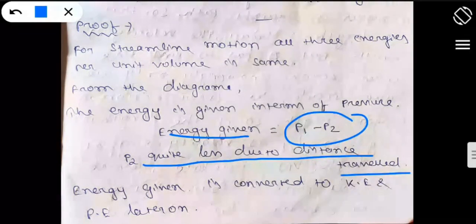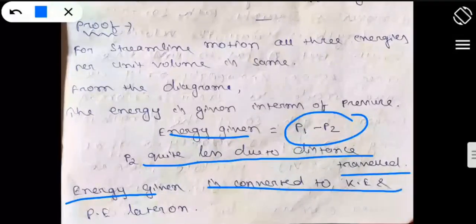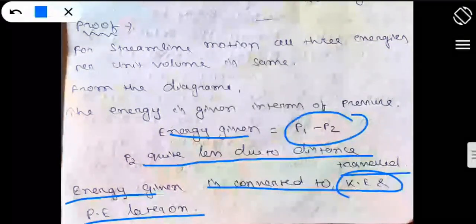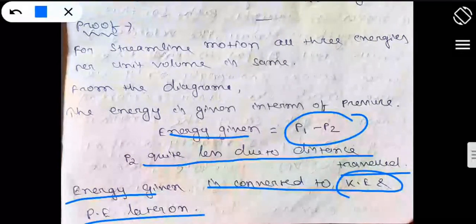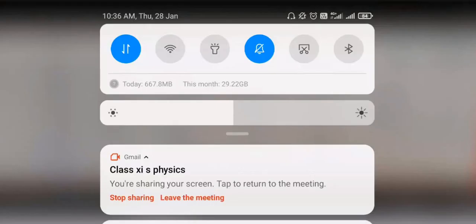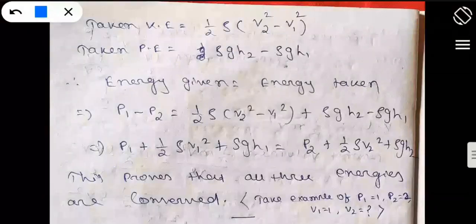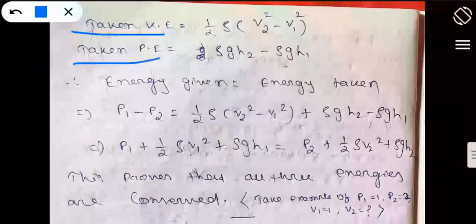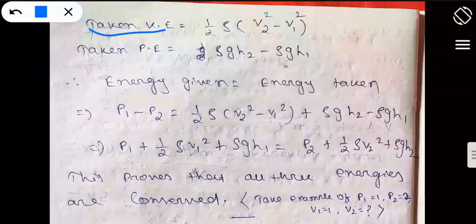And this energy given is converted to kinetic energy and potential energy, because the energy due to pressure that is being diminished is being converted to kinetic energy and potential energy later on, right? So now let us write it. How much kinetic energy is the system taking? Energy given is P1 minus P2. So energy taken by the system is in the form of kinetic energy and potential energy.